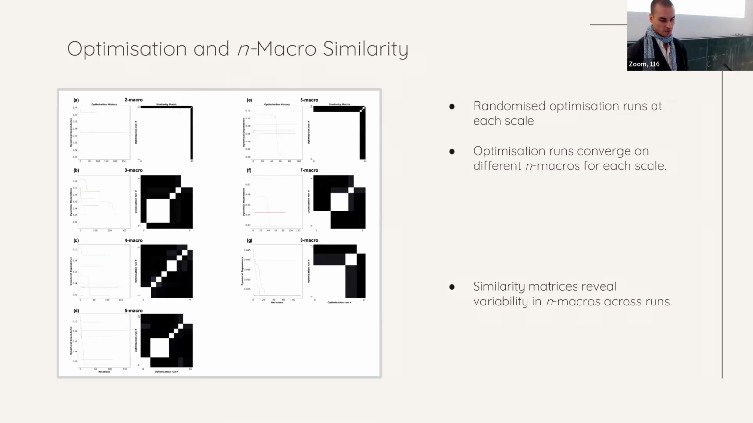macros from different runs. White cells here indicate that the optimization runs end up at the same local minima or the same N macro, and this similarity is quantified and shown by a darker color. When we look at this toy model, it seems that the different macroscopic variables are quite different. But when we go to empirical data, we see that this is graded. It's not so black and white. So hopefully that makes sense as we go forward.